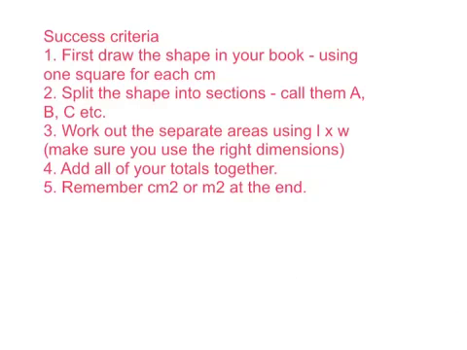First, draw the shape in your book using 1 square for each centimetre. Next, split the shape into sections. Call them A, B, C, etc. Work out separate areas using length times width. Make sure you use the right dimensions. Once you've worked out your separate areas, add them together. Remember, centimetres squared or metres squared at the end of your answer.